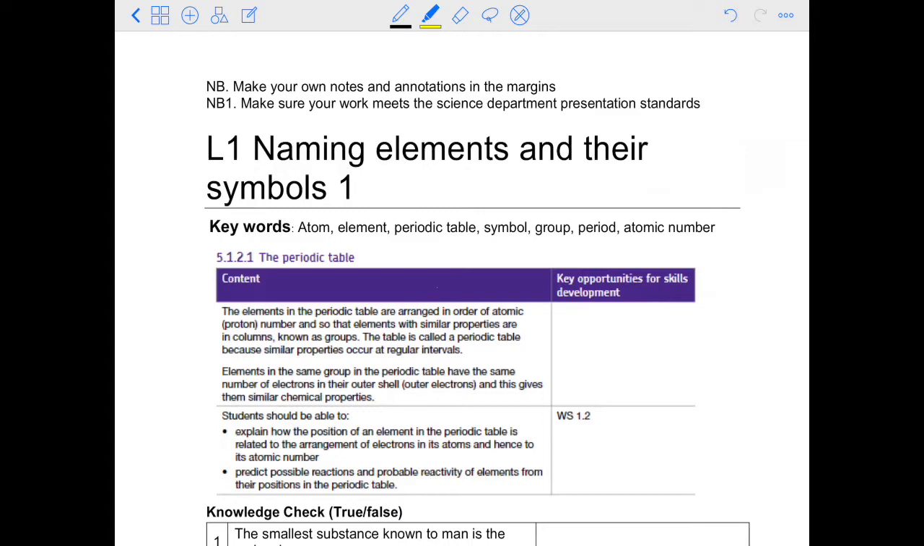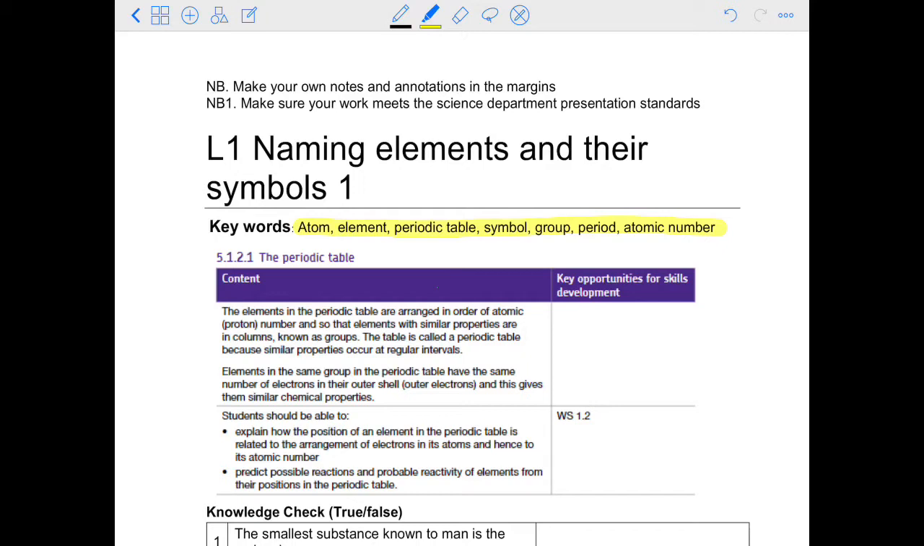So the first thing I want you to notice is the keywords at the top of the page. You'll see the keywords atom, element, periodic table, symbol, group, period, and atomic number. As I'm saying these words, some of them may seem a little bit familiar. So what I'd like you to do is grab a piece of paper and write down all of these words, as well as any definitions that you might remember. If you don't remember the definitions, that's fine. We'll get through them over the course of the lesson. So pause the video now, write down those terms as well as their definitions, and if you don't know the definition, just leave a space for it.